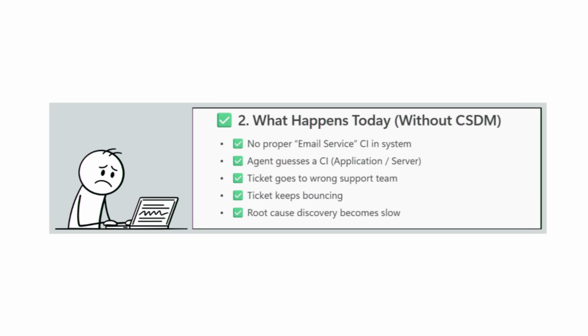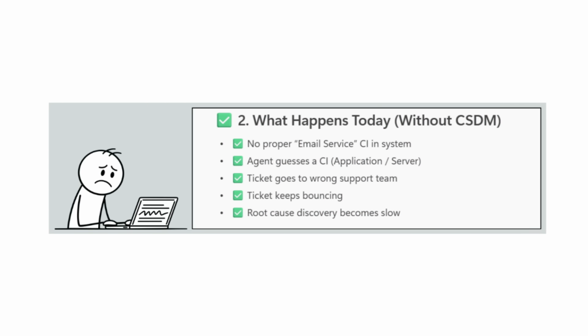So basically in the incident form, he has to decide which CI this issue is related to. Here is where the real trouble starts. In many companies, there is no proper option like corporate email service or email sending service. So the agent picks whatever looks closest. Here they see related to email something like Exchange application, SMTP server, mail server, or some random CI that appears in the list. So is the service desk agent doing something wrong? No, he's not wrong, but the system does not guide him correctly. The data is not there, right?